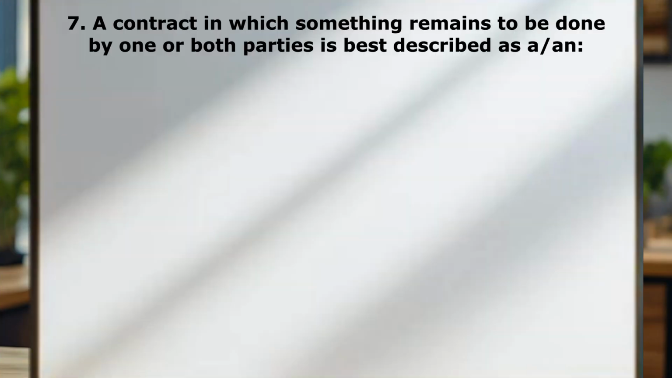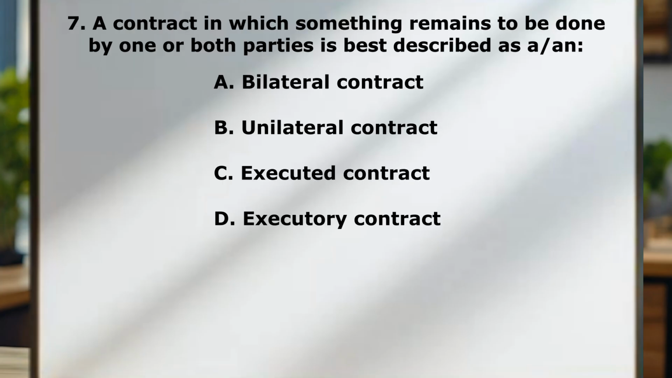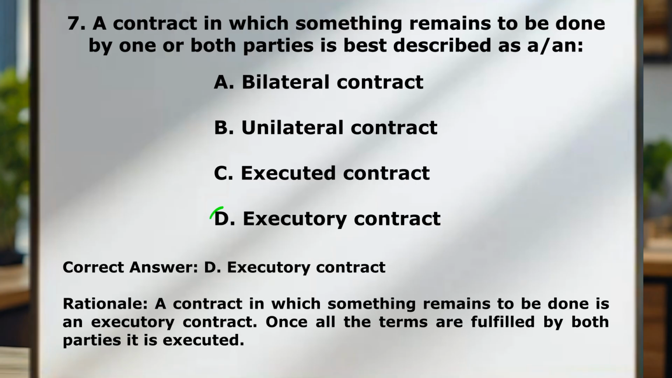Question number 7, a contract in which something remains to be done by one or both parties is best described as A, bilateral contract, B, unilateral contract, C, executed contract, D, executory contract. Correct answer is D, executory contract. So I would suggest you know what each of these contracts means and the responsibilities of each party in that contract. If you get a question this easy that you just need to know the definition, great. But sometimes they do ask a little bit more details of whose responsibility it is. So make sure you understand these contracts well.